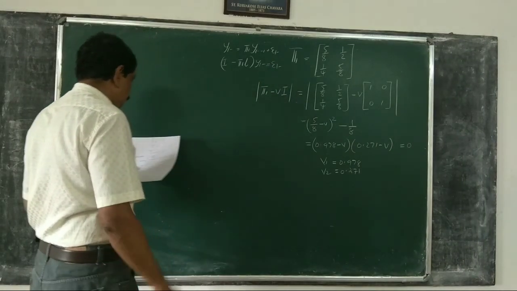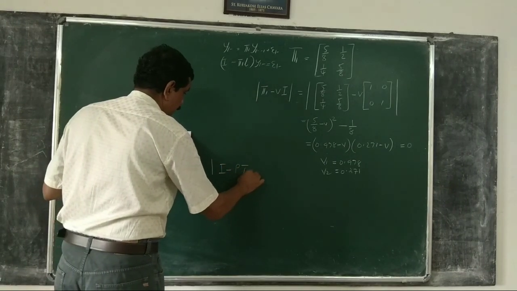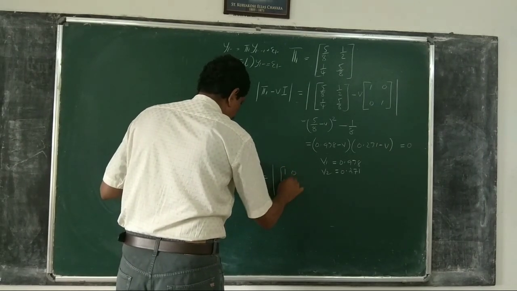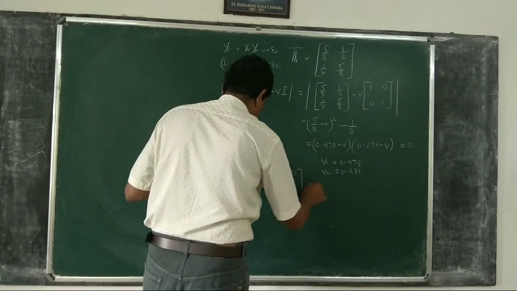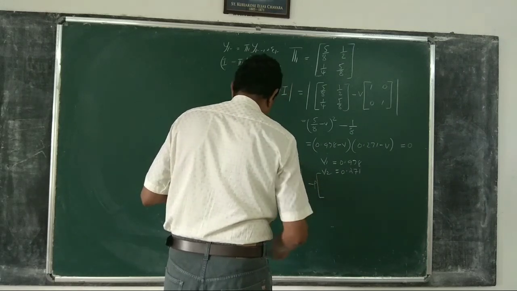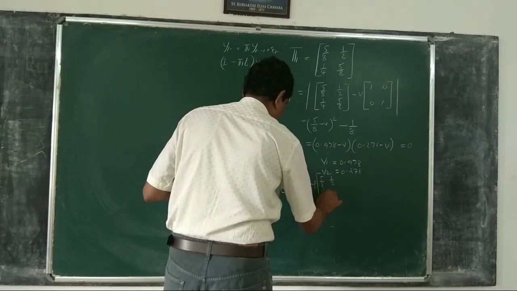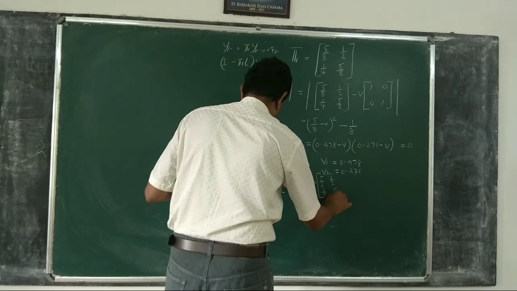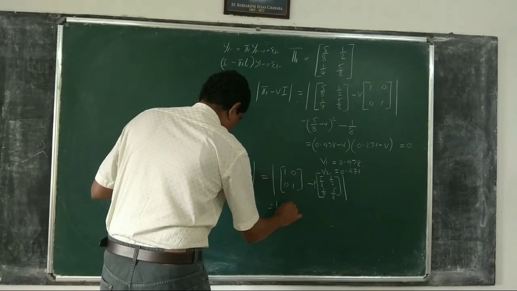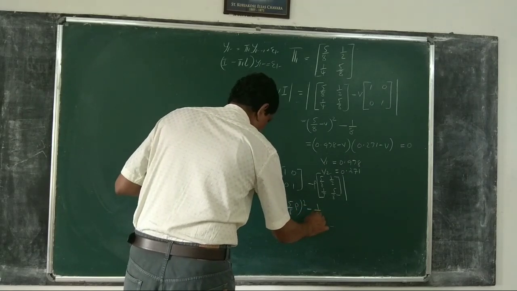Now, the reverse characteristic polynomial is determinant of I minus rho pi 1, which is equal to the determinant of the matrix 1, 0, 0, 1 minus rho into the matrix 5/8, 1/2, 1/4, 5/8, which is equal to 1 minus 5/8 rho squared minus 1/8 rho squared.